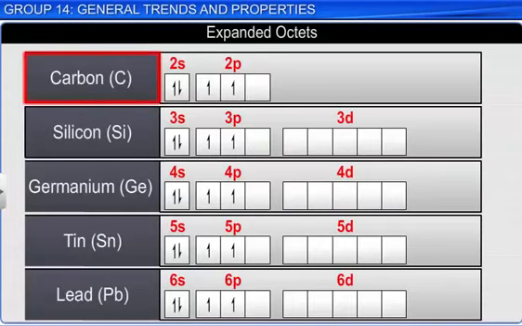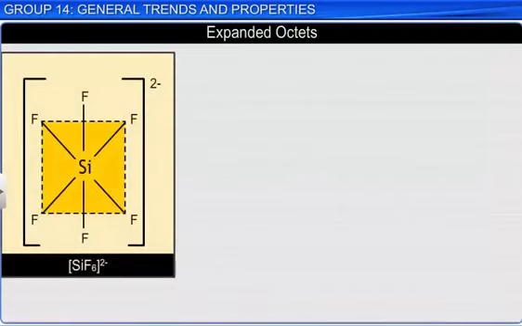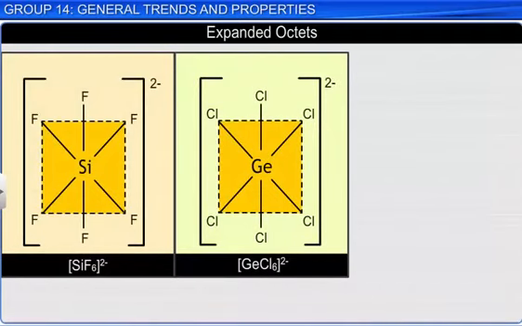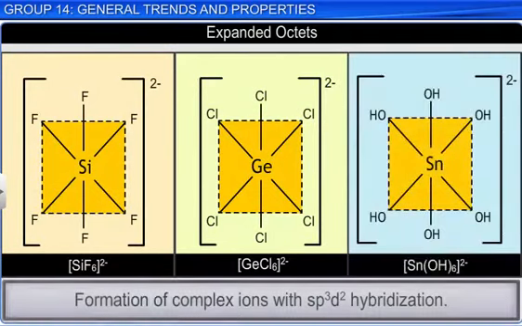However, the other members of group 14 can form species with expanded octets due to the presence of unoccupied d orbitals. For example, silicon, germanium, and tin all form complex ions with sp3d2 hybridization around the central atom, as shown here.